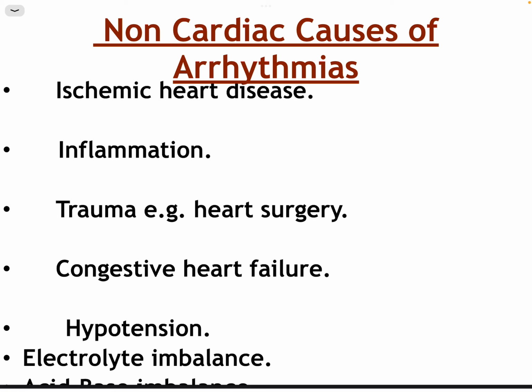So some people, when they undergo heart surgery, after the surgery, sometimes we have to put them on an antiarrhythmic agent to prevent the occurrence of cardiac arrhythmia, because we have messed up with the heart muscle. We might have done something wrong with the cells that can induce an electrical signal. Congestive heart failure, hypotension, electrolyte imbalance, and acid-base imbalance.